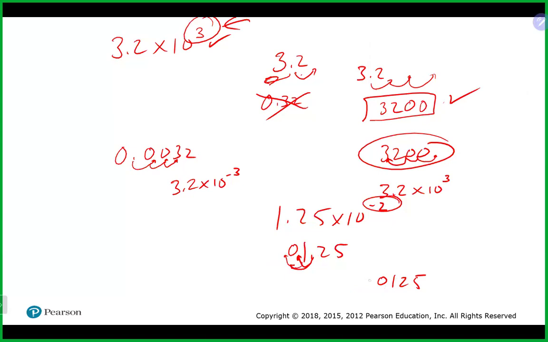So 0.0, 1, 2. There we go. So we would end up with 0.0125.